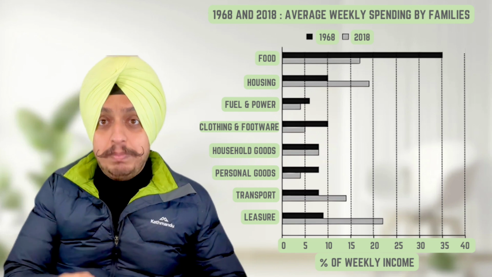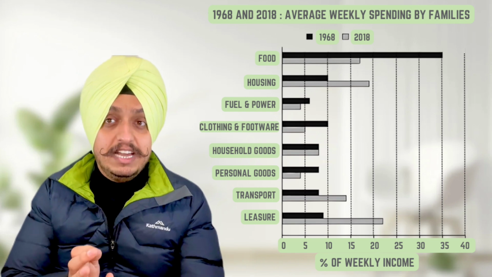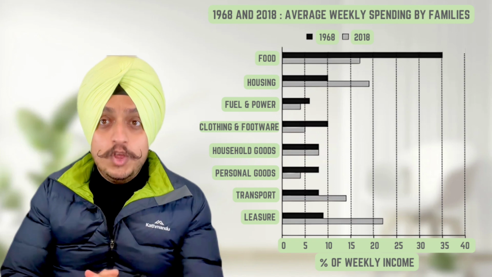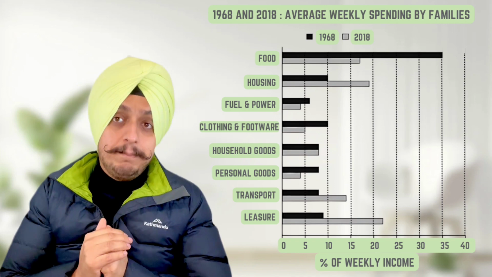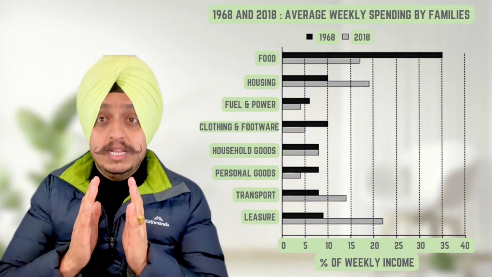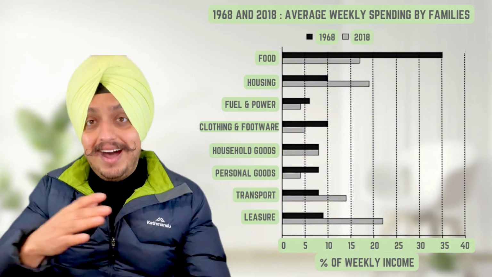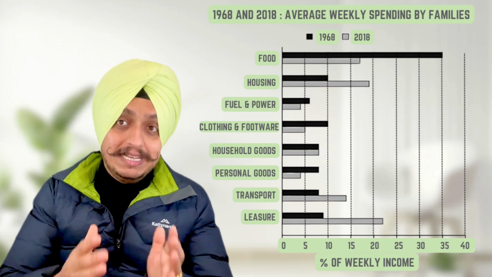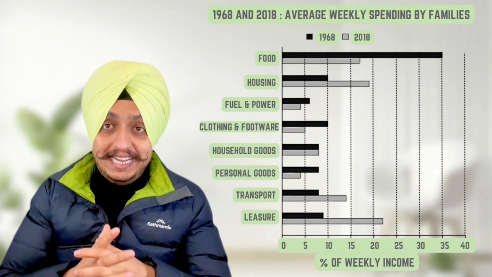So each bar in the chart represents data for a specific category, with the length or height of the bar corresponding to the value being measured. So the taller the bar, the higher the percentage of weekly income spent on that specific category.